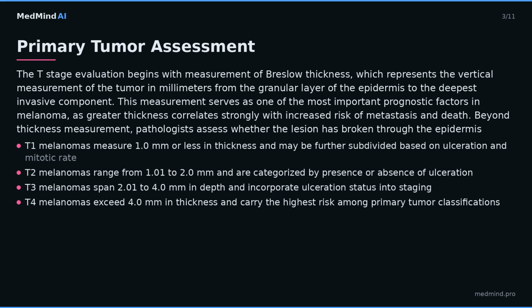Primary tumor assessment. The T-stage evaluation begins with measurement of Breslow thickness, which represents the vertical measurement of the tumor in millimeters from the granular layer of the epidermis to the deepest invasive component. This measurement serves as one of the most important prognostic factors in melanoma, as greater thickness correlates strongly with increased risk of metastasis and death.